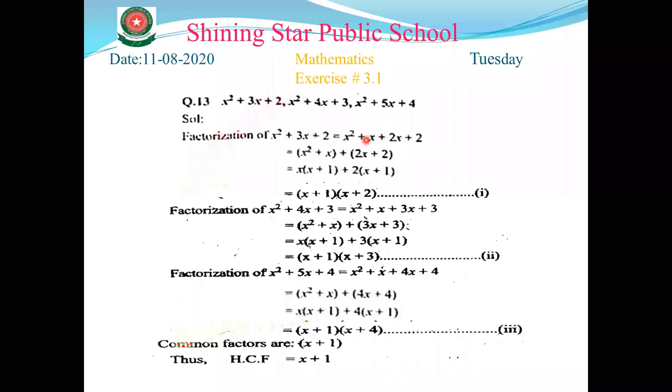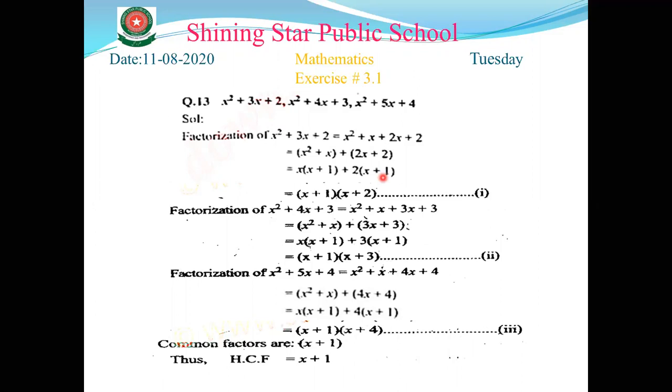So now combine the first two terms and last two terms. When we combine the first two terms and take the common x, it becomes x plus 1. Now from these two terms, we can take the common 2. And when we take the common 2, it will become x plus 1.